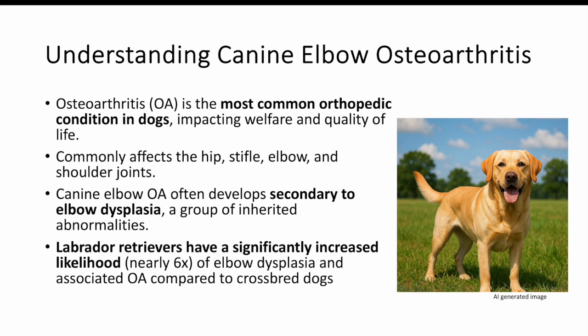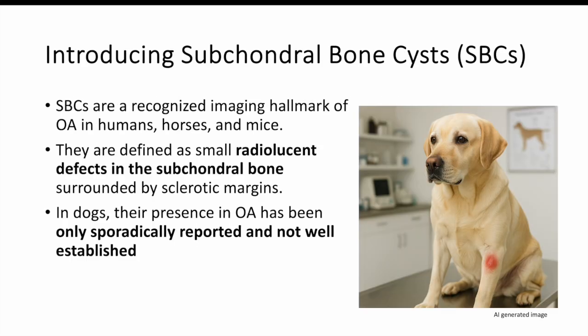In the canine elbow, osteoarthritis often develops as a secondary condition to elbow dysplasia, a group of inherited developmental abnormalities. Notably, Labrador retrievers face a nearly 6 times increased likelihood of elbow dysplasia and associated osteoarthritis compared to crossbred dogs. While subchondral bone cysts are a recognized imaging hallmark of osteoarthritis in humans, horses, and mice, their presence in dogs has been only sporadically reported and not well established.